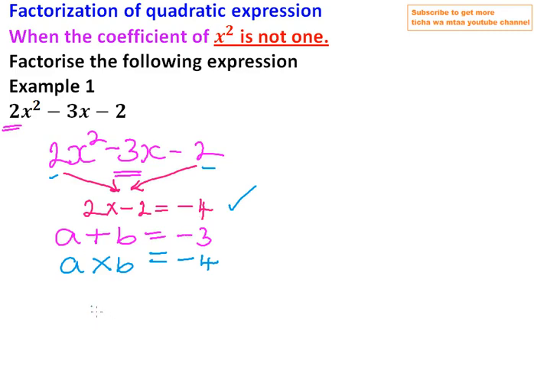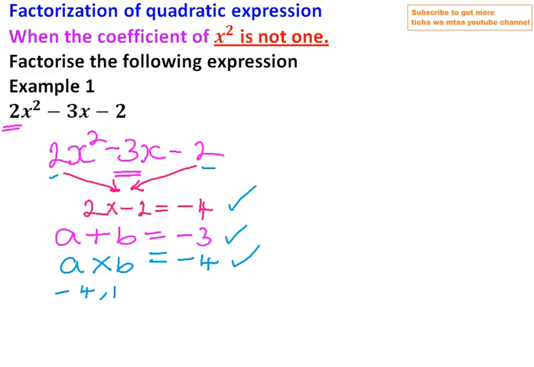Now we look for these two numbers. These two numbers are minus 4 and 1. When you add minus 4 plus 1, you get minus 3, so it satisfies our condition. When you multiply minus 4 times 1, you get minus 4.